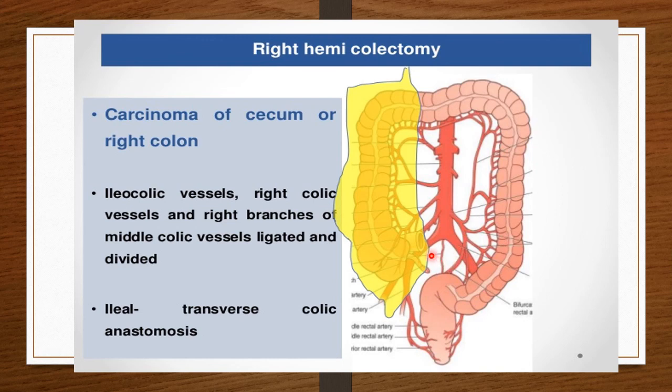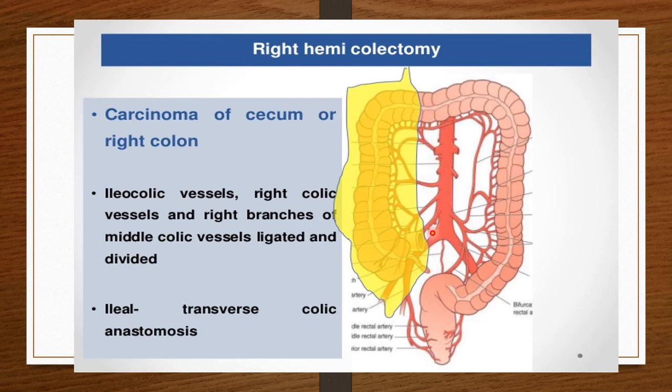Again, another diagram of a right hemicolectomy. The area shaded in yellow here, where the cecum, terminal ileum, ascending colon, and right third of the transverse colon are transected and removed. And the vessels to be ligated will be the ileocolic vessels, the right colic vessels, and the right branches of the middle colic vessels. So these vessels are all ligated and divided. And then the ileocolic anastomosis is done.